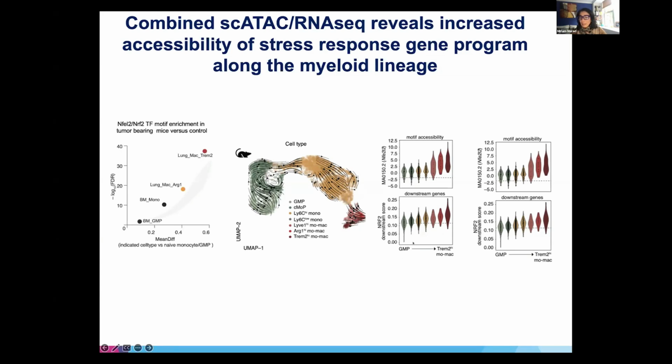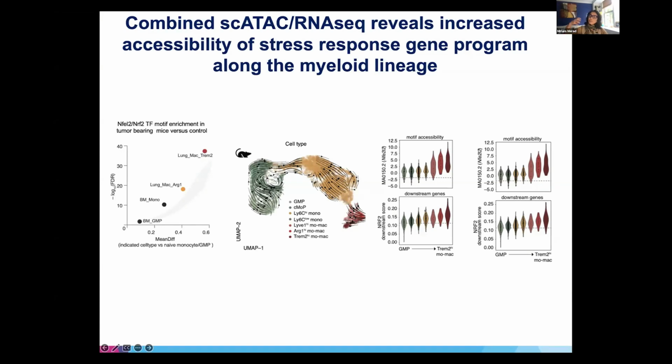Here I start with myeloid progenitors in the bone marrow, and these are all the different states of what I'm describing here: myeloid progenitors, granulocyte monocytic only. Then these are circulating monocytes, and these are three different macrophage states in the tumor lesions. And when you look at motif accessibility, you can see that this increases further once the monocytes enter the tumor site.